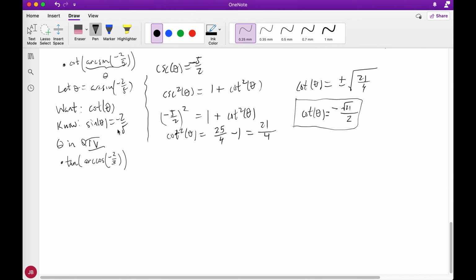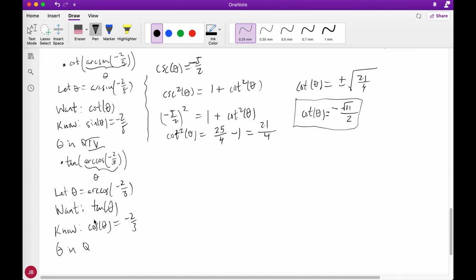Okay, one last example. So go ahead and pause the video and try it on your own if you like. But we're going to go ahead and get started on it here. Now, here's cosine is a little bit different. Arc cosine returns angles in quadrant 1 or 2. And now, since the cosine of theta is negative, the theta itself must be in quadrant 2. Okay.